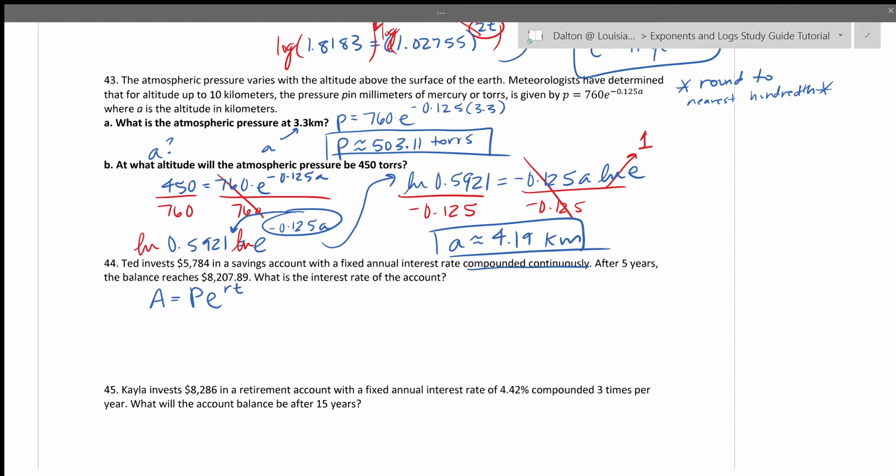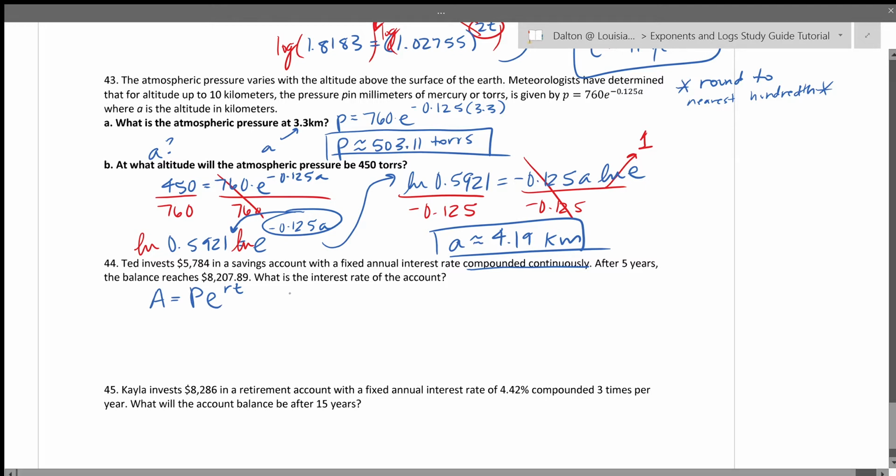So let's substitute in the information that we know. We know the final balance is $8,207.89, is equal to, we know the principal or initial investment was $5,784 times e to the rt. We don't know r, so I'm going to leave r alone. But we do know time was after 5 years.